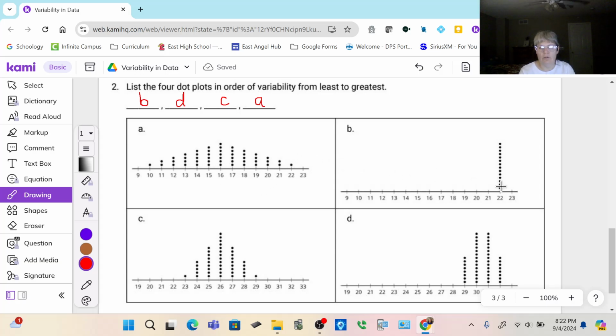So when you get closer to having them all the same value, you're going to be closer to having a variability value of 0. When you get further away, that variability value is going to get a little bit larger. And this concludes my quick review of measures of variability.